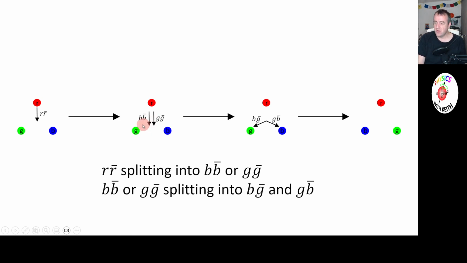And then either of these two is going to gain the colour charge and the anti-colour charge of the other one. So if it's green anti-green that we've got, then we're going to gain a bit of blue and a bit of anti-blue and become blue anti-green, green anti-blue. If it's blue anti-blue we've got, then we're going to gain some green anti-green to get blue anti-green and green anti-blue. So it's the same. So whether the red anti-red splits into blue anti-blue or into green anti-green, it doesn't matter. It's still going to produce blue anti-green, green anti-blue.